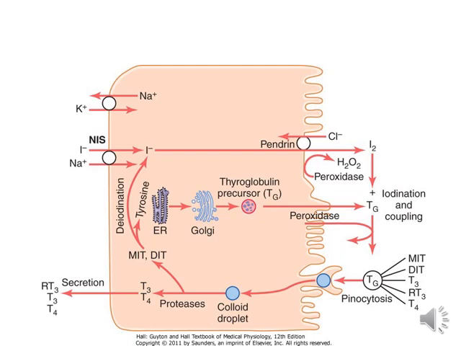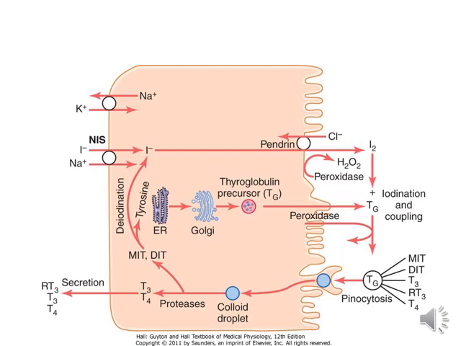Most of the hormone which is attached to the thyroglobulin inside the colloid is in the form of T4. But after being released to the blood circulation and after entering the target cells, it will convert to T3, because the receptor for thyroid hormone mostly recognizes T3, not T4.